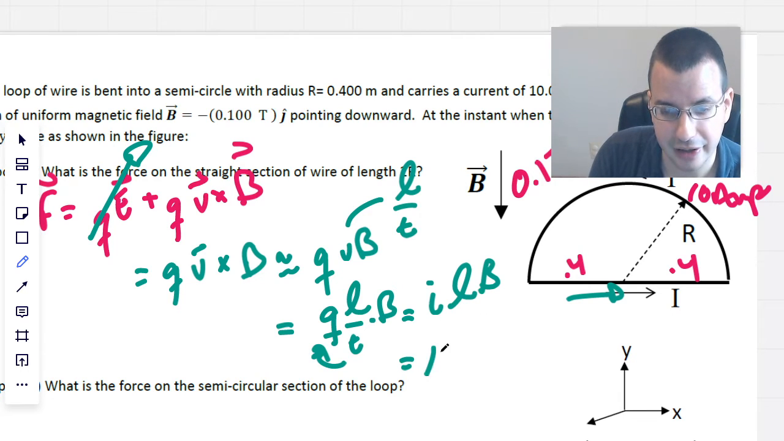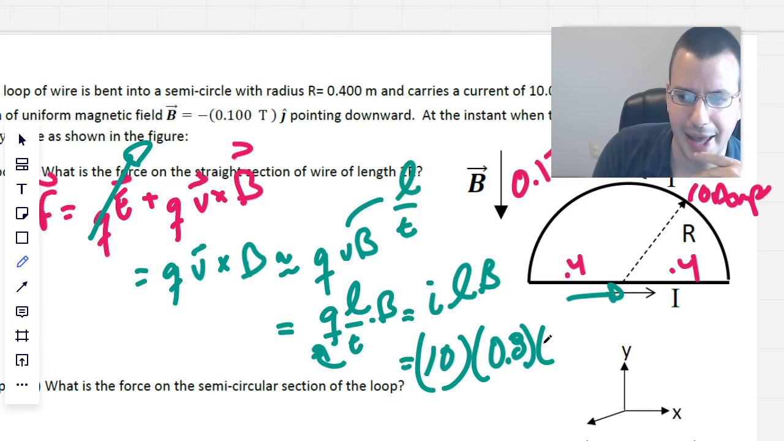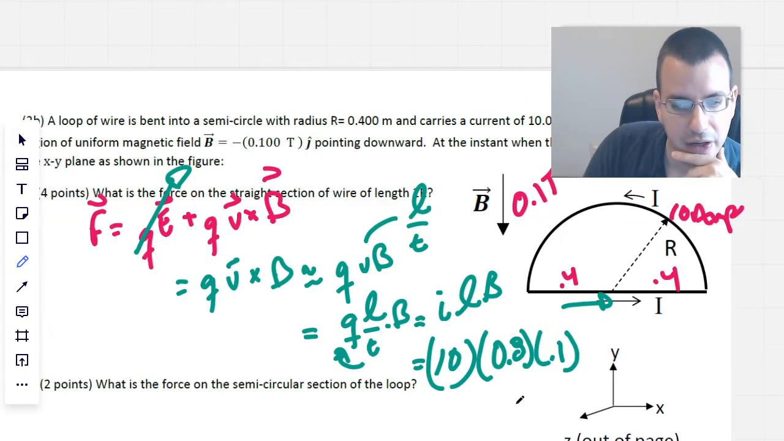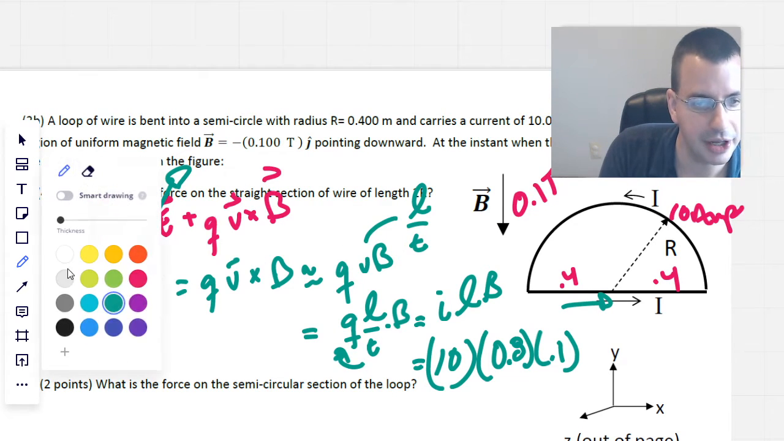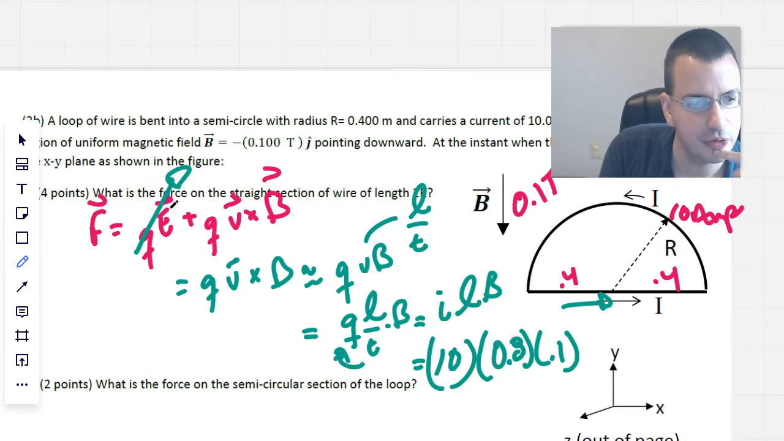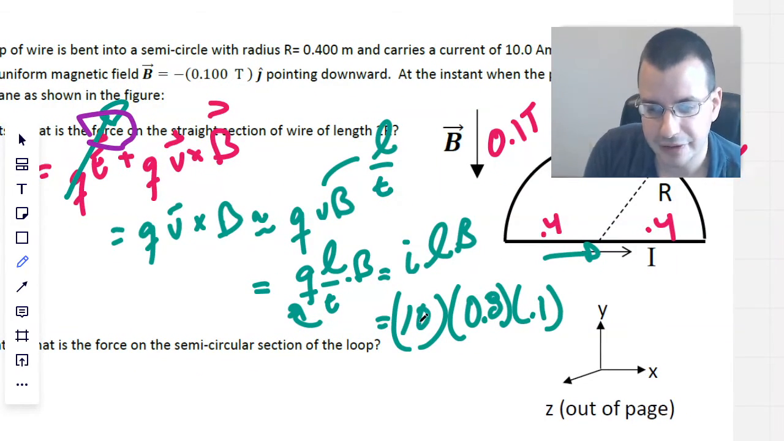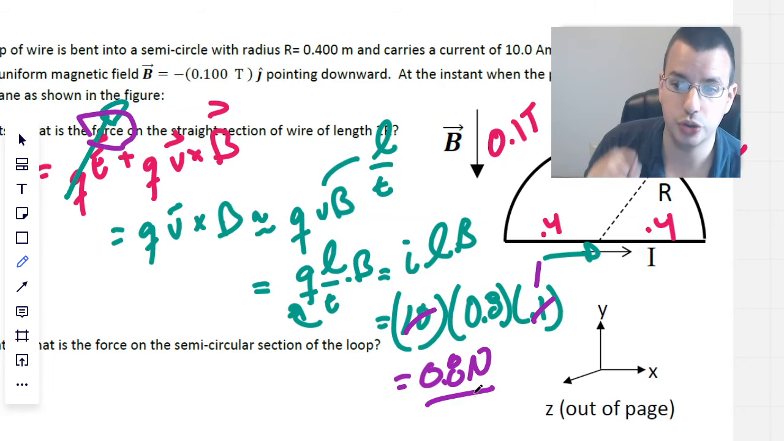So we have amps, which are 10, times length, which is 0.8, really 0.4 times 2, but I'm happy with the 0.8, and times magnetic field, which is 0.1. And let's see here, what is the force? Yep, they don't ask us for direction. Maybe they do. Force is a vector. We'll do both. So we have 10 times 0.1, that will give us 1. 1 times 0.8 is 0.8, so we have 0.8 newtons.